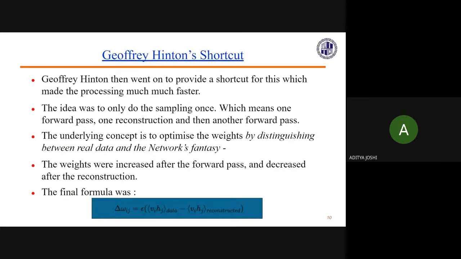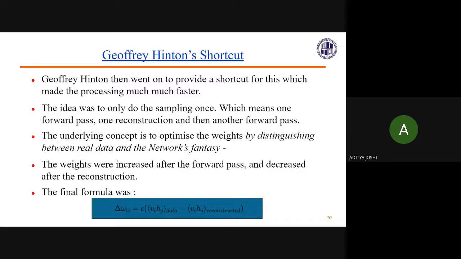The shortcut basically says that instead of doing it so many times, we're just going to do it once. That is quite surprising, but it works. So how does it work? The basic intuition behind it is that when the model is trying to reconstruct the input, it's living a fantasy. It's doing what it wants, but we don't want it to just live in its fantasy.